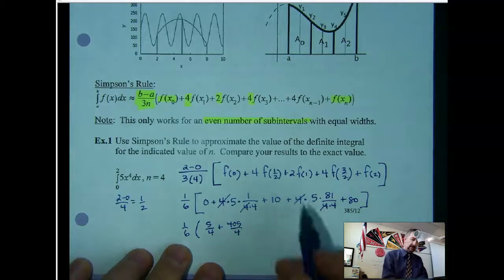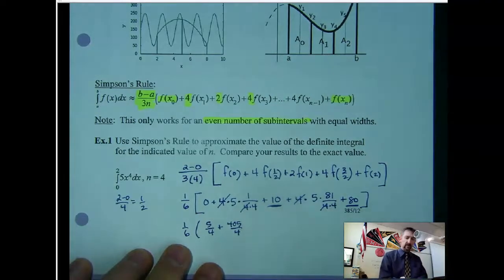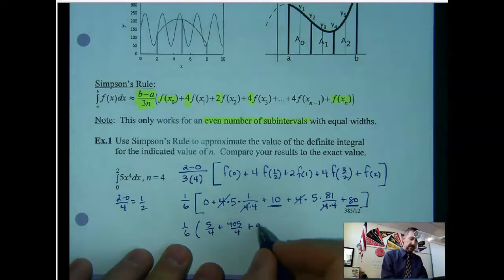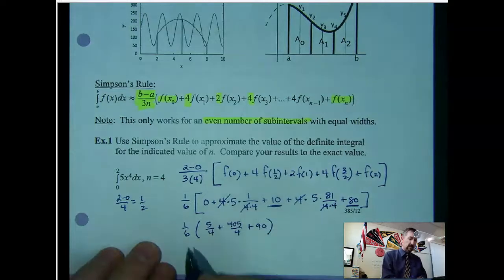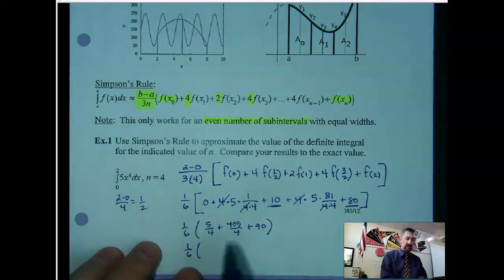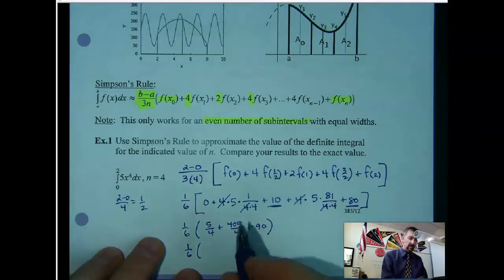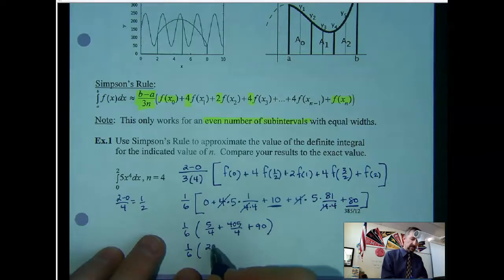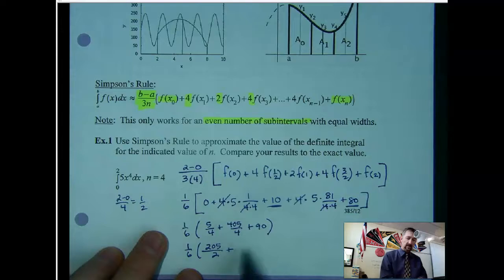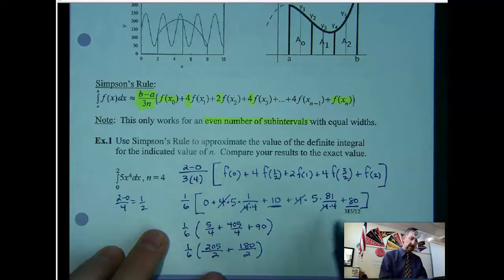So I'm going to go ahead and put those two together. Pretend like I was waiting to do that anyway. So that's 90. Okay. So this is 410 over 4. So 410 divided by 2 is 205 over 2. And I'm going to get a common denominator here, so I'm going to multiply that by 2 over 2. So that's going to be 180 over 2. And that's going to be 385 over 12, which is the answer.